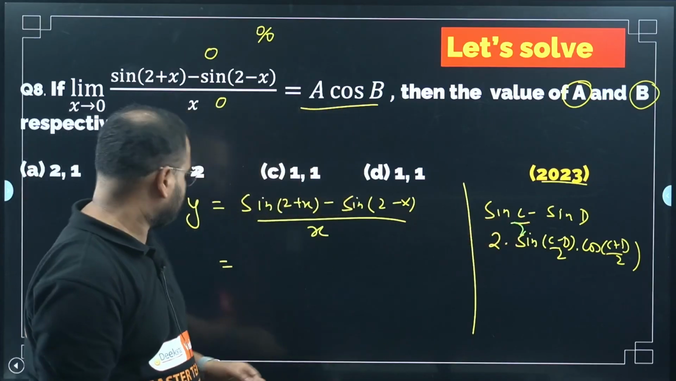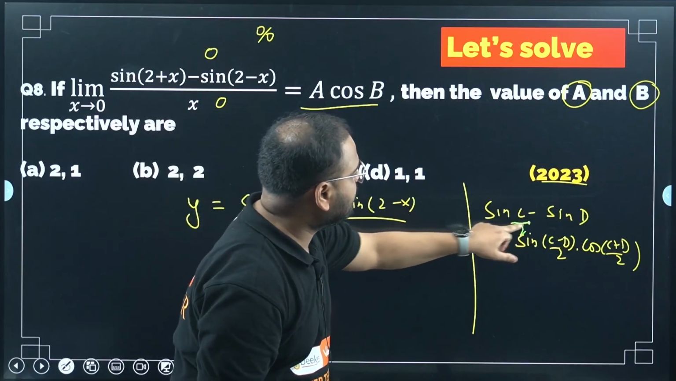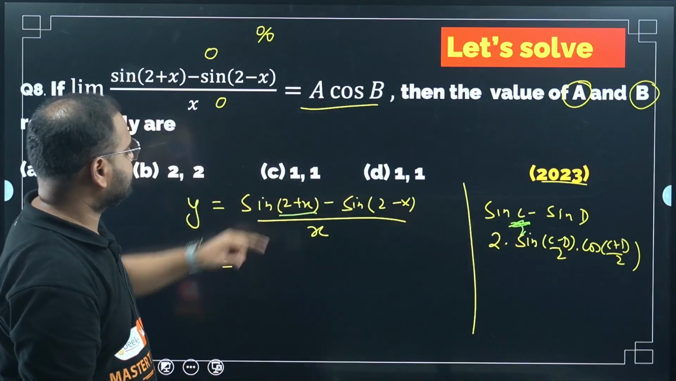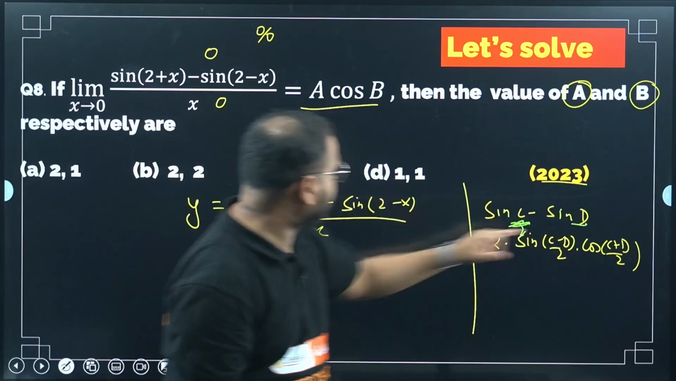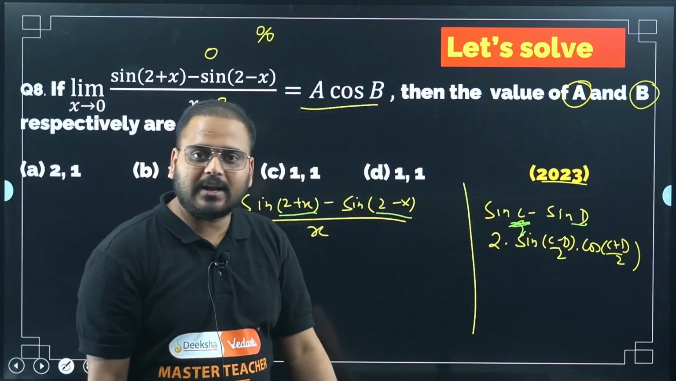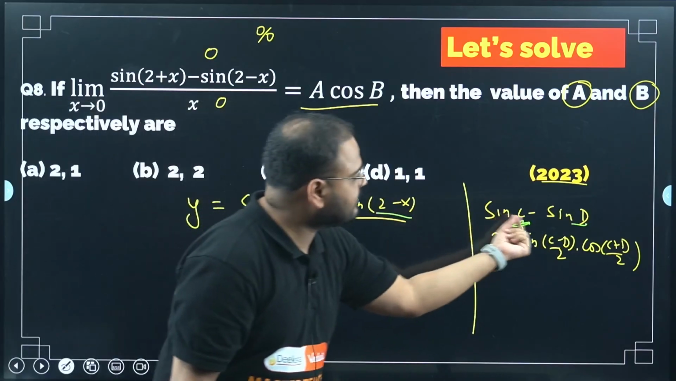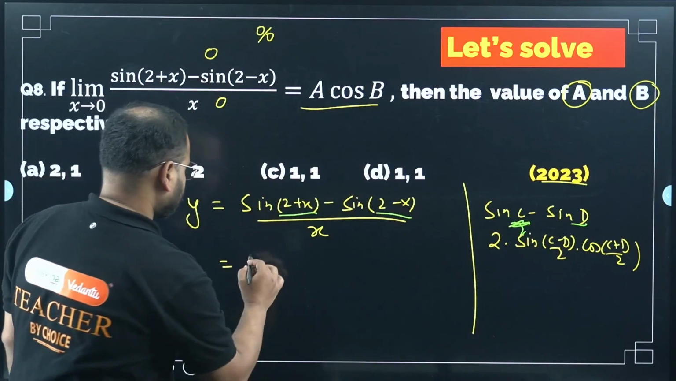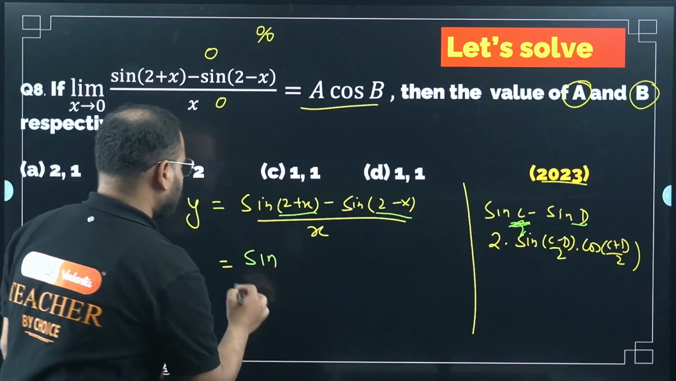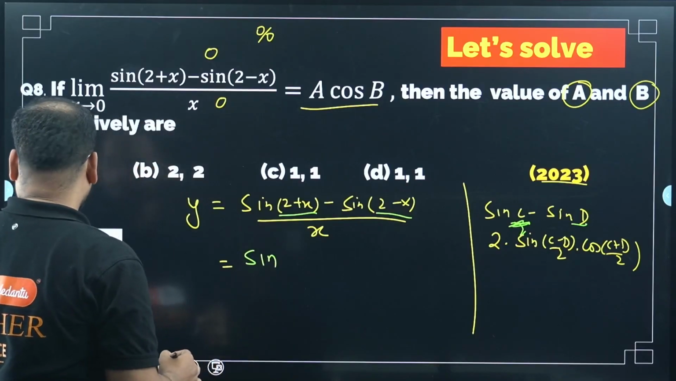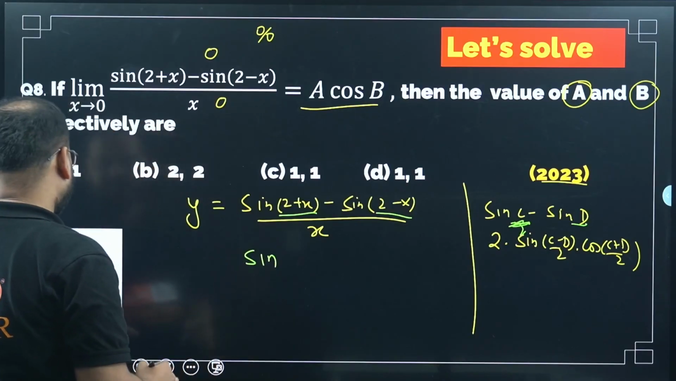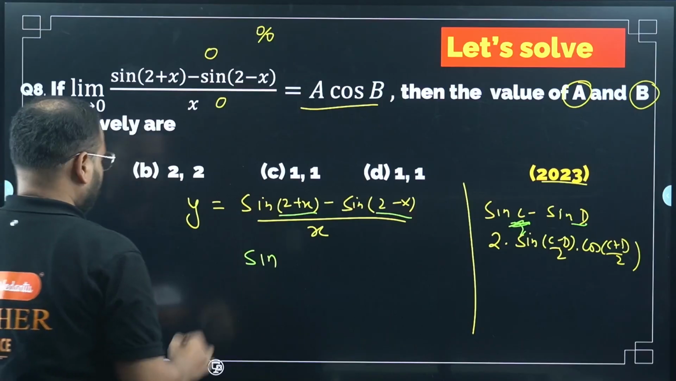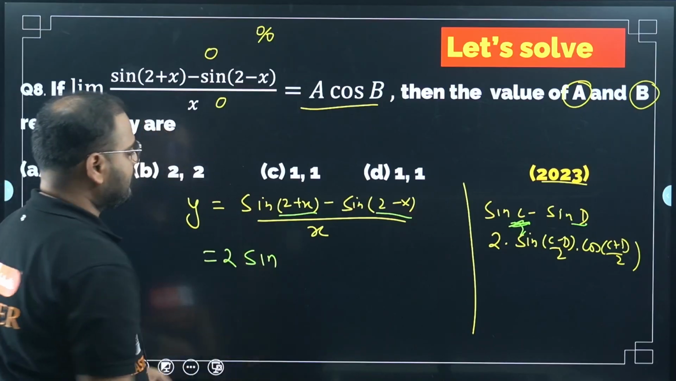C, forgive me, this c here is 2 plus x. And this d here is 2 minus x, correct? If I do c minus d by 2, how will this look like? Sine of, not sine, 2 sine, right? It will be 2 sine.